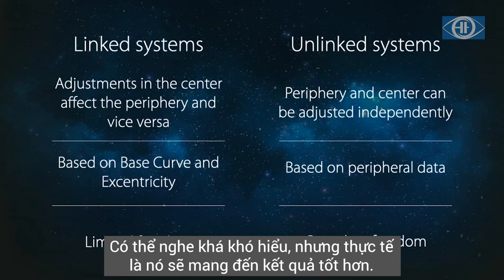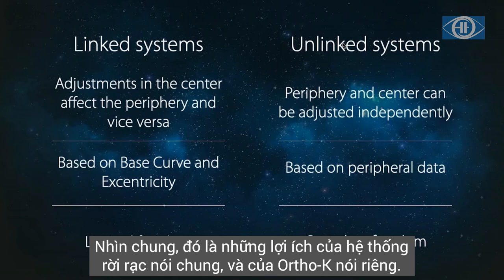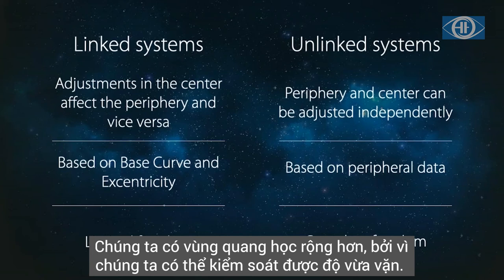we can have a better final result. That's what we see with unlinked systems in general, that in ortho K lenses we have much better centrations and larger optical zones or treatment zones. That's because we have more control over the fit, because our starting point is in a different position in relation to base curve designs. Well, why is it important?